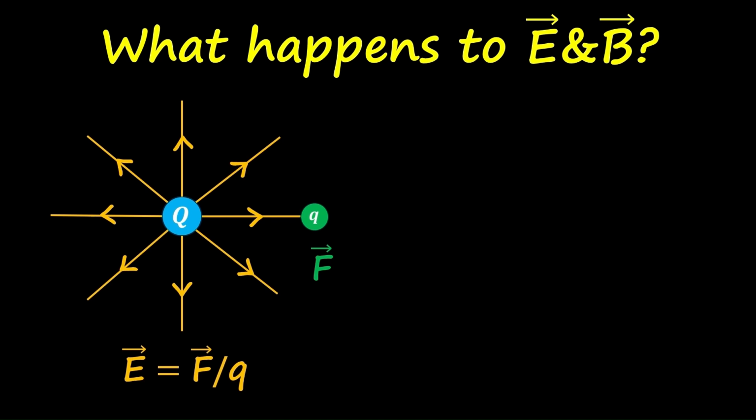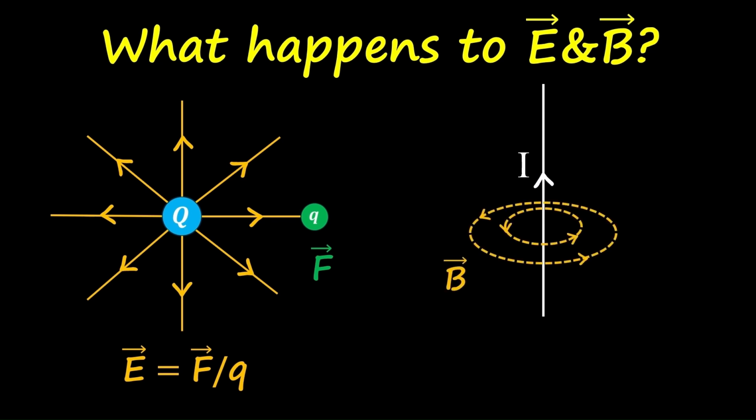Similarly, for the magnetic field, we can take a current carrying wire. The magnetic field will be given by the right hand thumb rule. So I have to place a test charge and let it move with some velocity v, and using this relation, I can find out the magnetic field information.